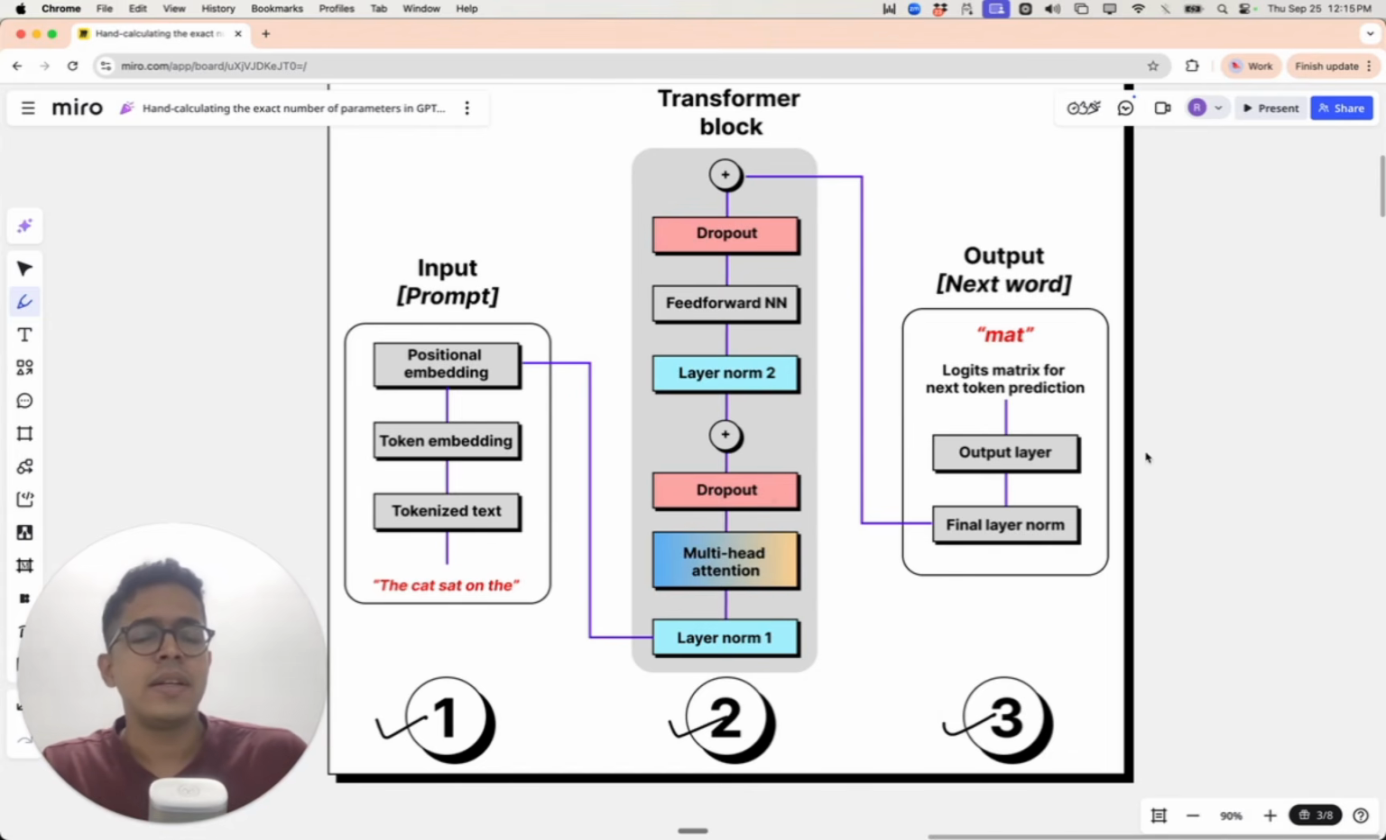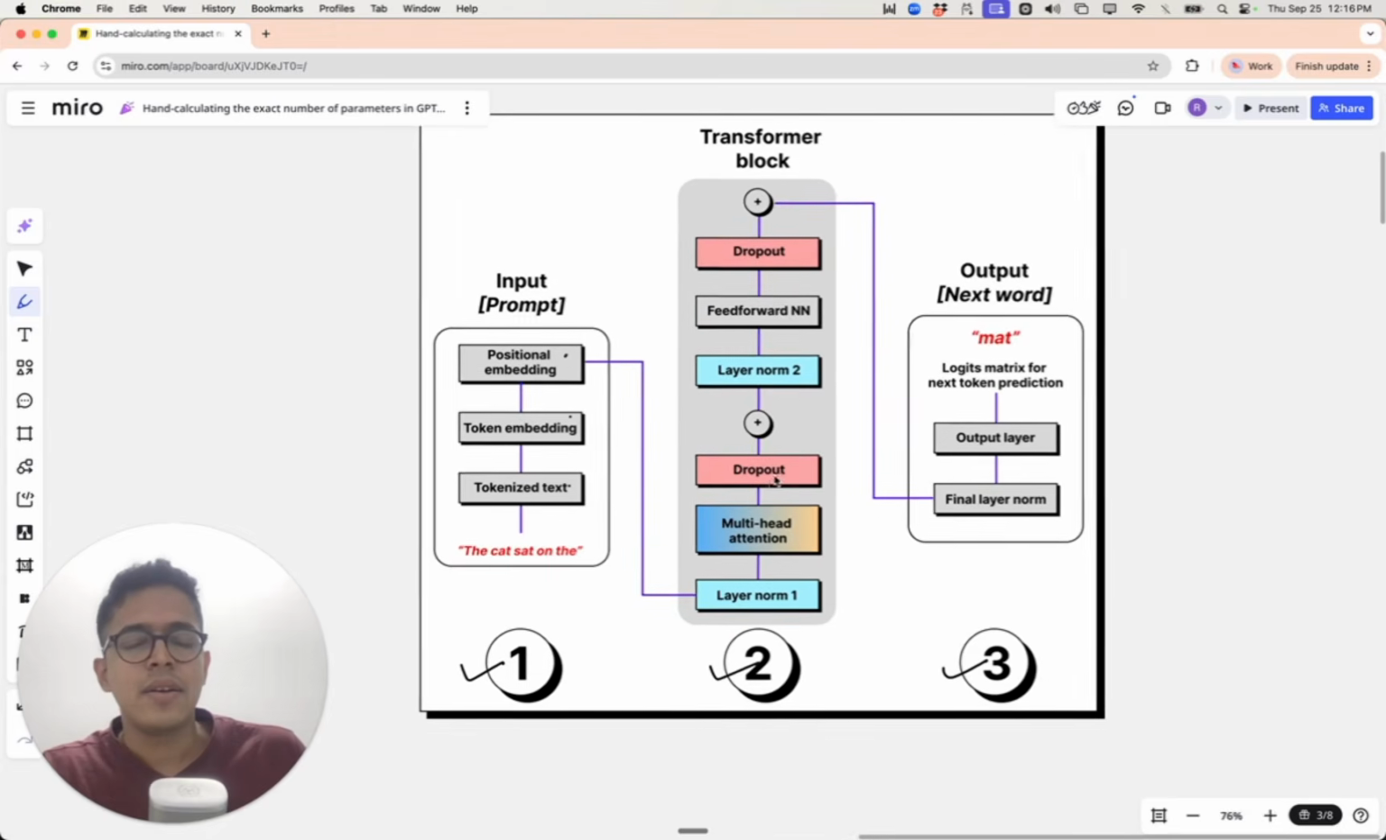Then the last block is the output block, where the final prediction of the next word happens in the large language model, which has a normalization layer and an output layer. Now, what we want to calculate is how these 175 billion parameters are distributed in these blocks individually and also into these individual modules. How many billion parameters are there in each of these? Let's try to calculate. We will start very systematically.